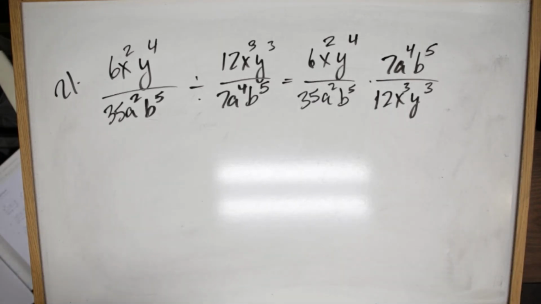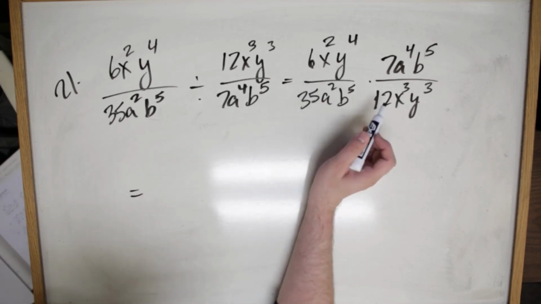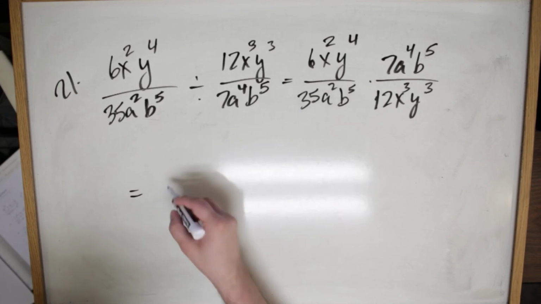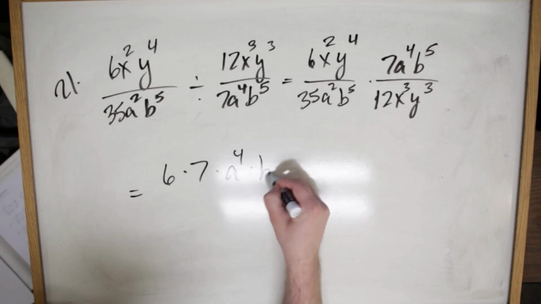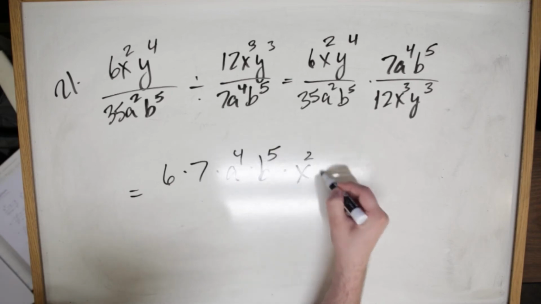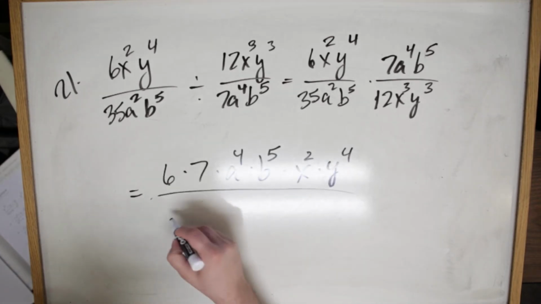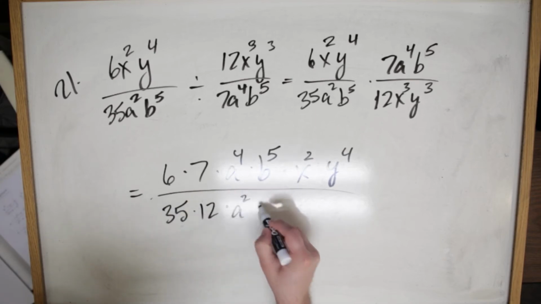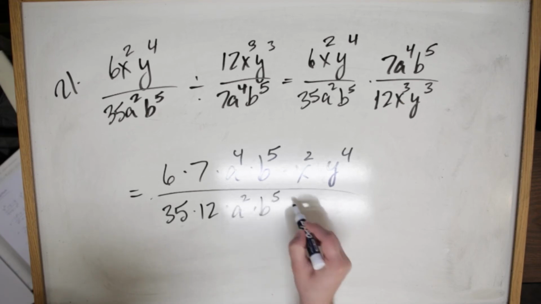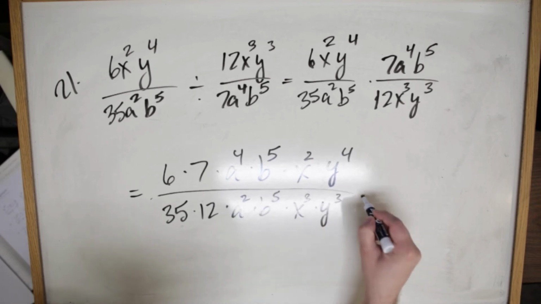Now, since we're multiplying, let's just write out what the multiplication is among everything, and we'll do it alphabetically. So 6 times 7 times a to the 4th times b to the 5th times x squared times y to the 4th, all divided by 35 times 12 times a squared times b to the 5th times x to the 3rd times y to the 3rd. Okay, wow, that was a lot.